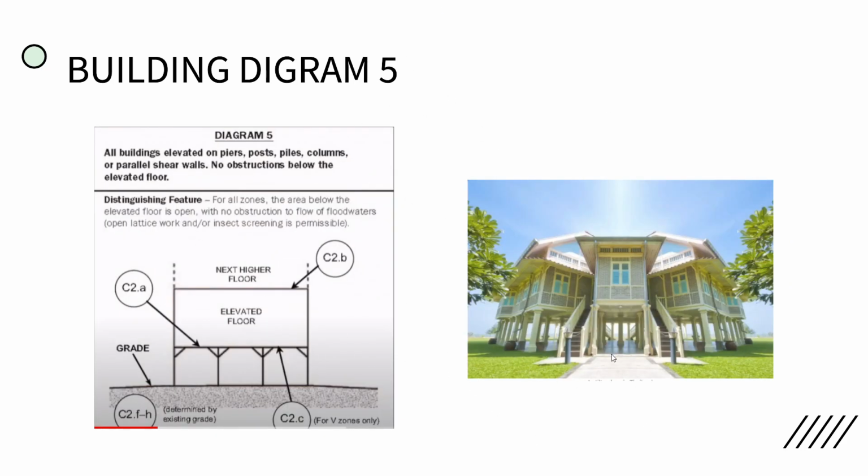Diagram 5, you've got a house on stilts. As long as there is no structure under here, no enclosed structure, then you're talking about diagram 5. On diagram 5, we need the elevation underneath the building, the finished floor, next higher floor if there is one, and then your grade elevations, of course. And for V zones, you need what is an LHSM, lowest horizontal structure member. So that would be right here. So you would measure up to the lowest horizontal point.